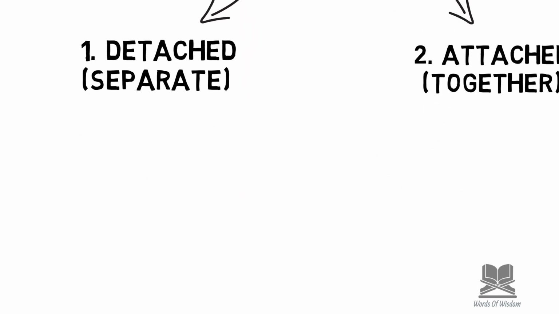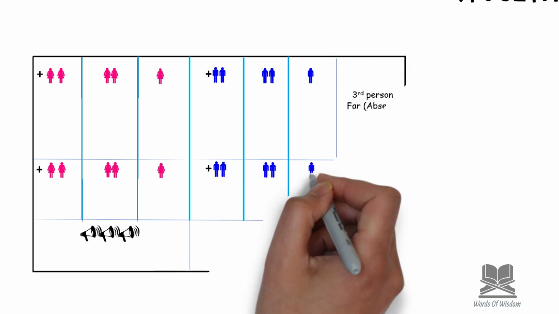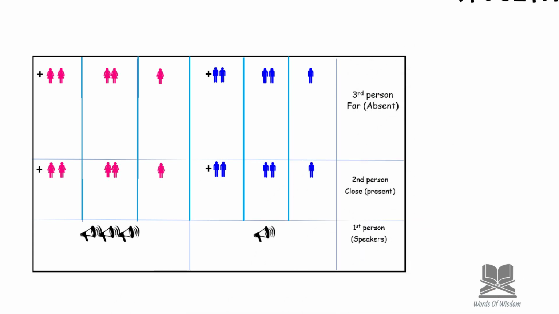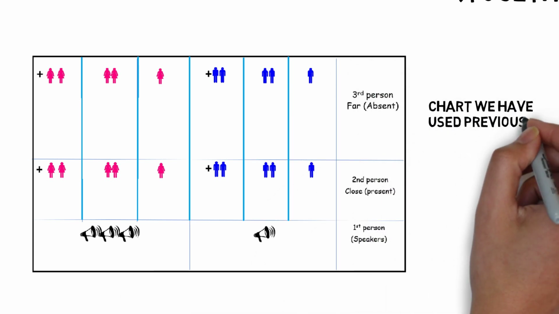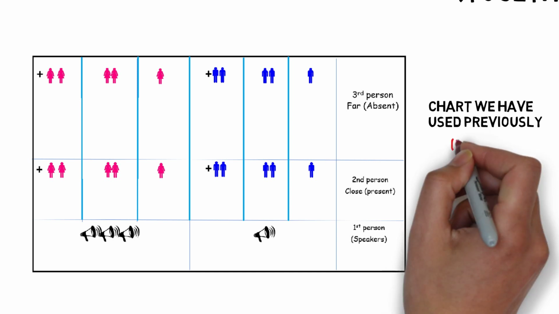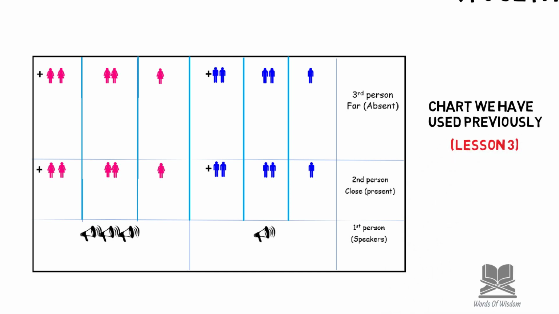Now, the detached pronouns are as follows. If you remember the chart that I created back in lesson number 4, where I showed you different verb forms, I showed you a chart with third person, second person, and then first person. So we spoke about the males that were far away and the females. Then we spoke about those that were close, and then yourselves. So we will use the same format and look at it again.